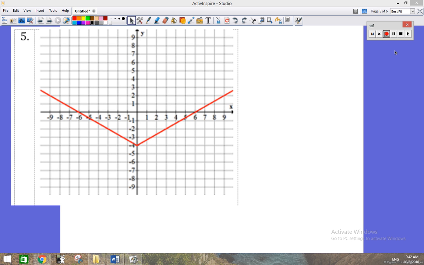Let's take a look at problems 5 and 6. It's asking me to look at this function and determine the intervals over which the function is increasing, determine the intervals over which the function is decreasing, determine the intervals over which the function is constant, and also to determine whether the function is an even or odd function.